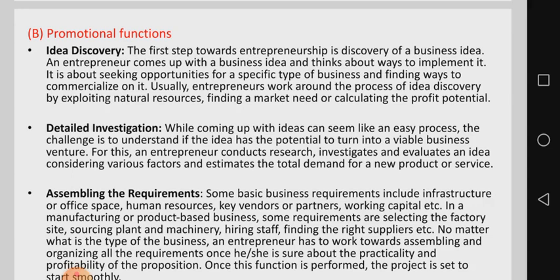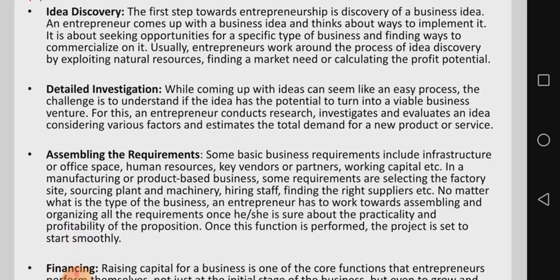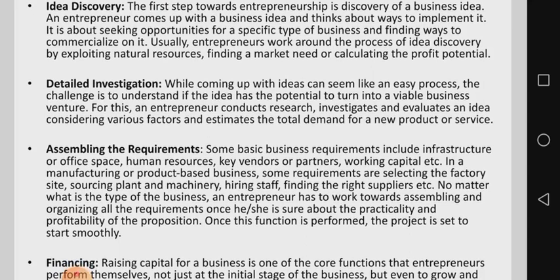So you will see the practical implementation of those ideas, and if you implement them, what will be the financial implications, how much money you will need to invest, or where you will have to invest. So this detailed investigation is required. Now when you have put the ideas into the business, and you have investigated everything in detail, now you will assemble the requirements for the business.